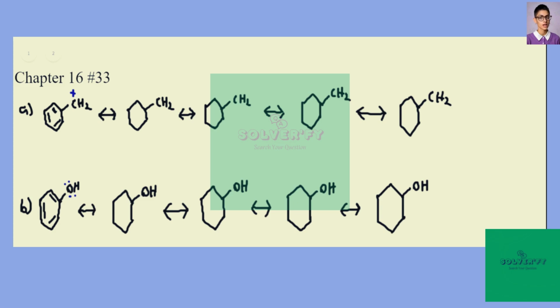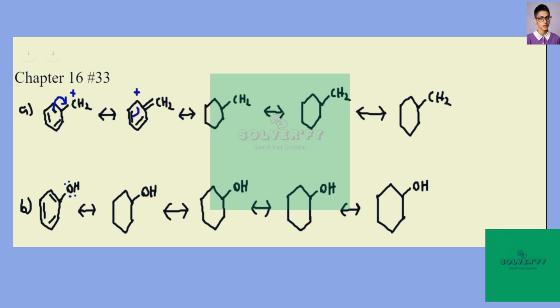Okay, so for A, we have this carbocation attached to an aromatic ring. And so we can start to move some of the electrons of the aromatic ring around. That's going to give us a double bond here. Neither of our other two bonds in the ring will be affected. And so our carbocation is now situated here. Okay, so there's our first resonance structure.